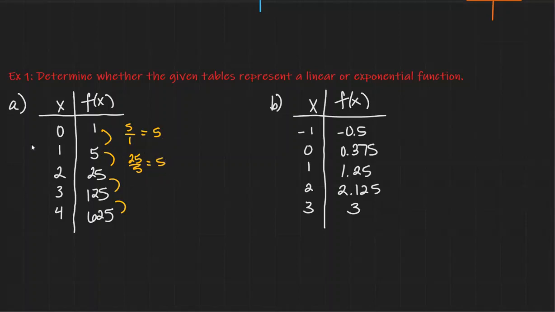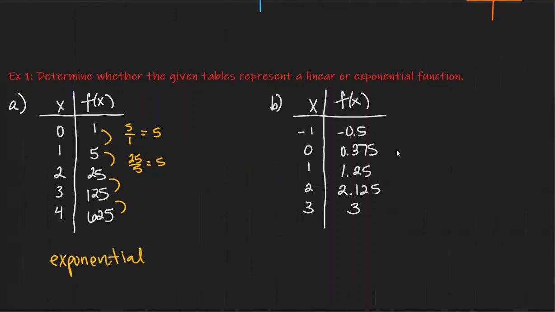And I have to be careful and make sure that in the x column the increments are all the same. We wouldn't be allowed to do this if I went 0, 1, 3, 4, 7, 10, like the increment was uneven. But if the increment's the same all the time, then we're allowed to do this. So because of that, this is exponential.